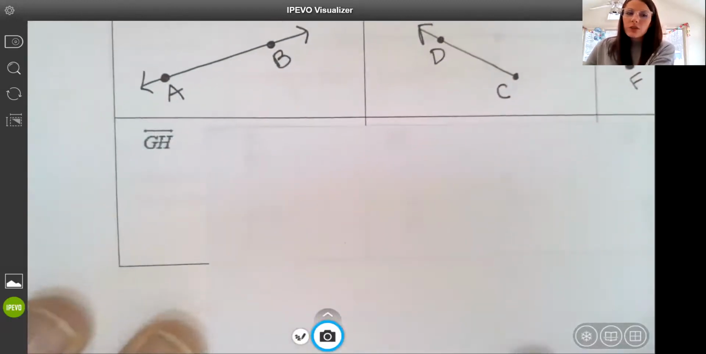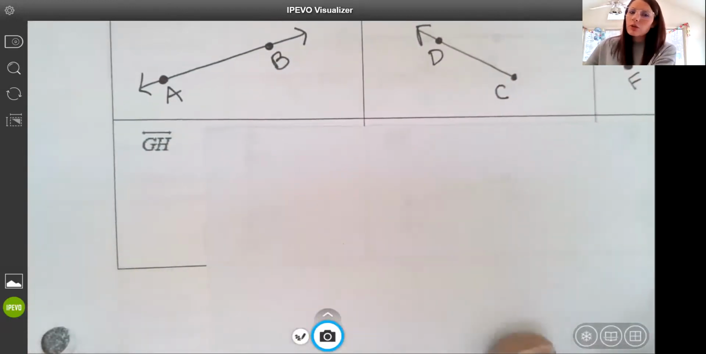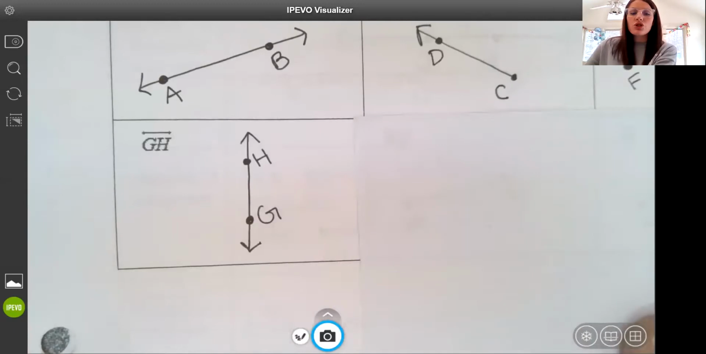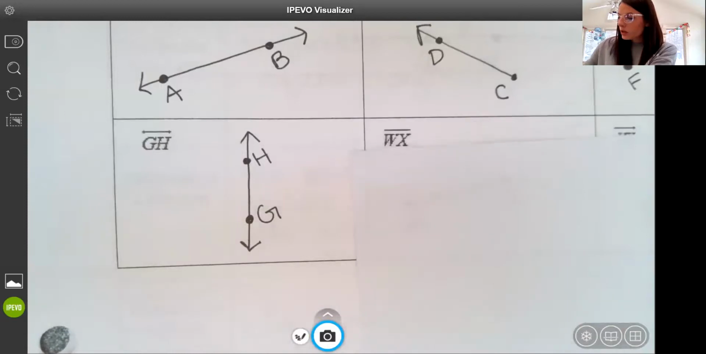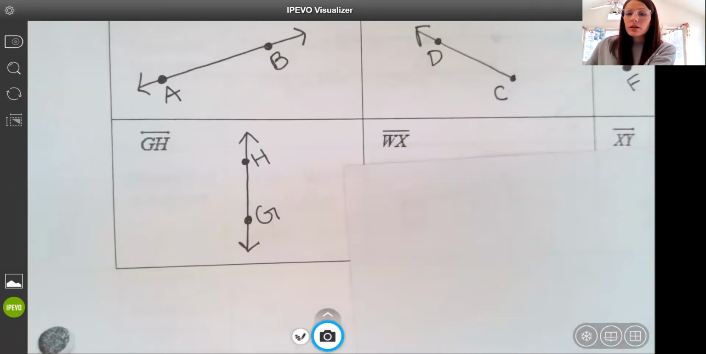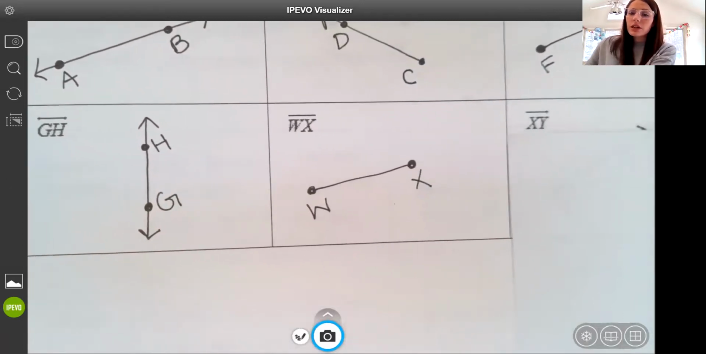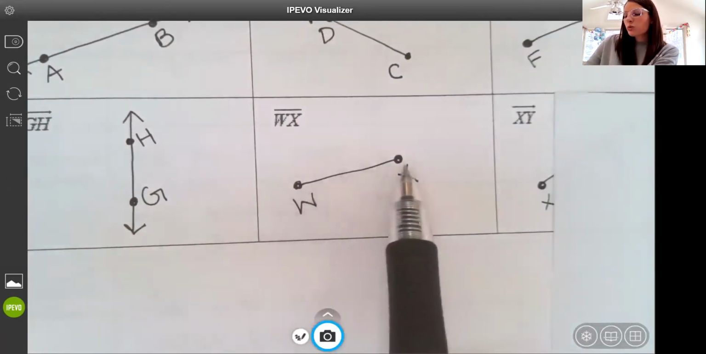On our next row, we have a line. I can draw that however I want, whatever direction I want, and as long as G and H are somewhere on that line, I've drawn a correct diagram. Followed by a segment, and again, same idea. I just need to make sure I've identified 2 points on it. Make sure you're putting actual points.